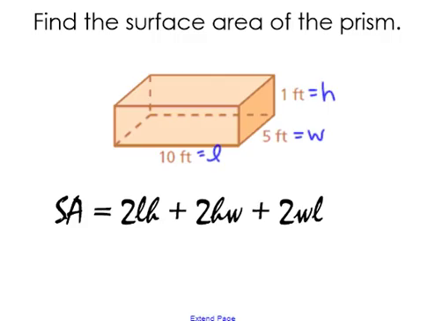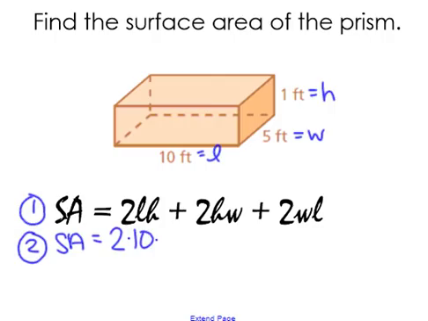All right, step 1 is already done. So now I'm going to do step 2. Surface area is 2 times the length, which is 10, times the height, which is 1, plus 2 times the height, times the width, plus 2 times the width, times the length.